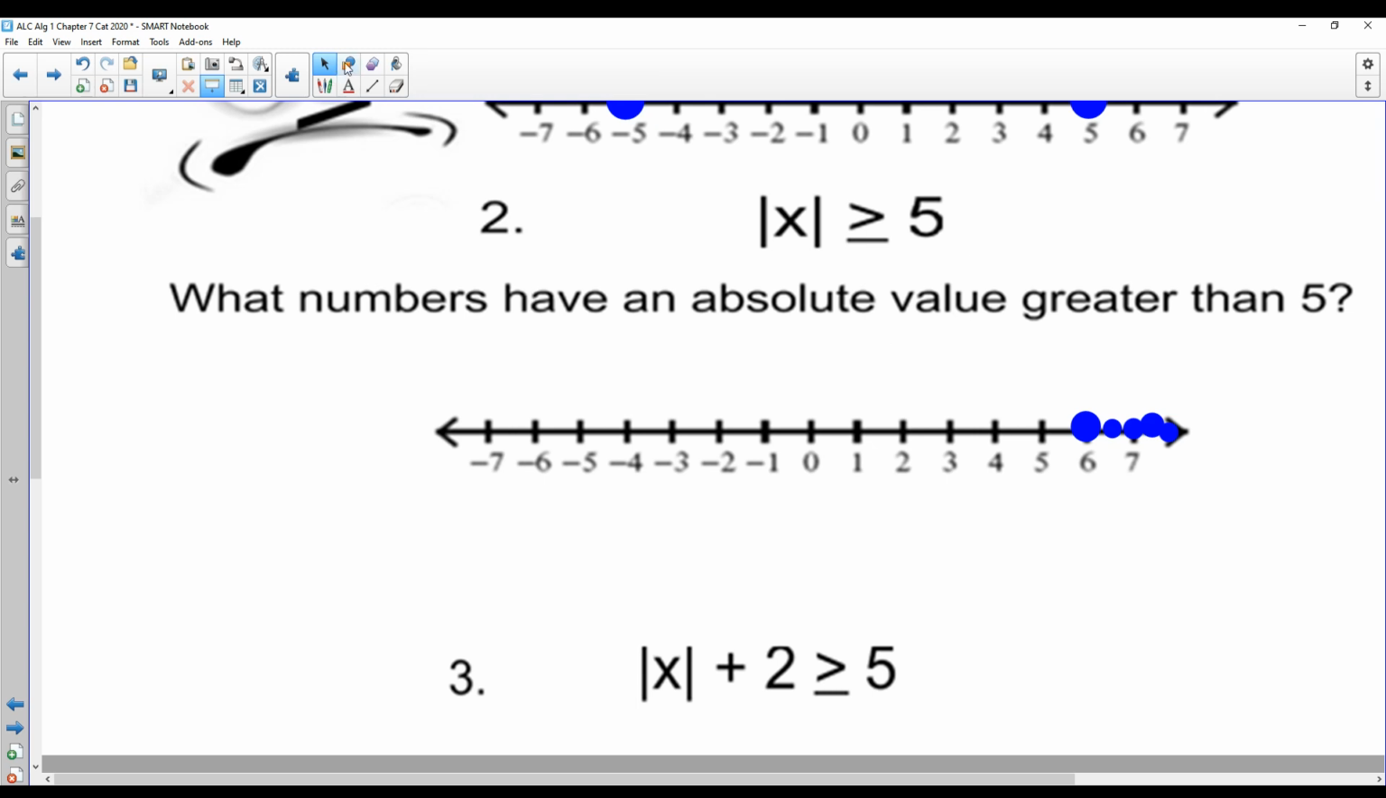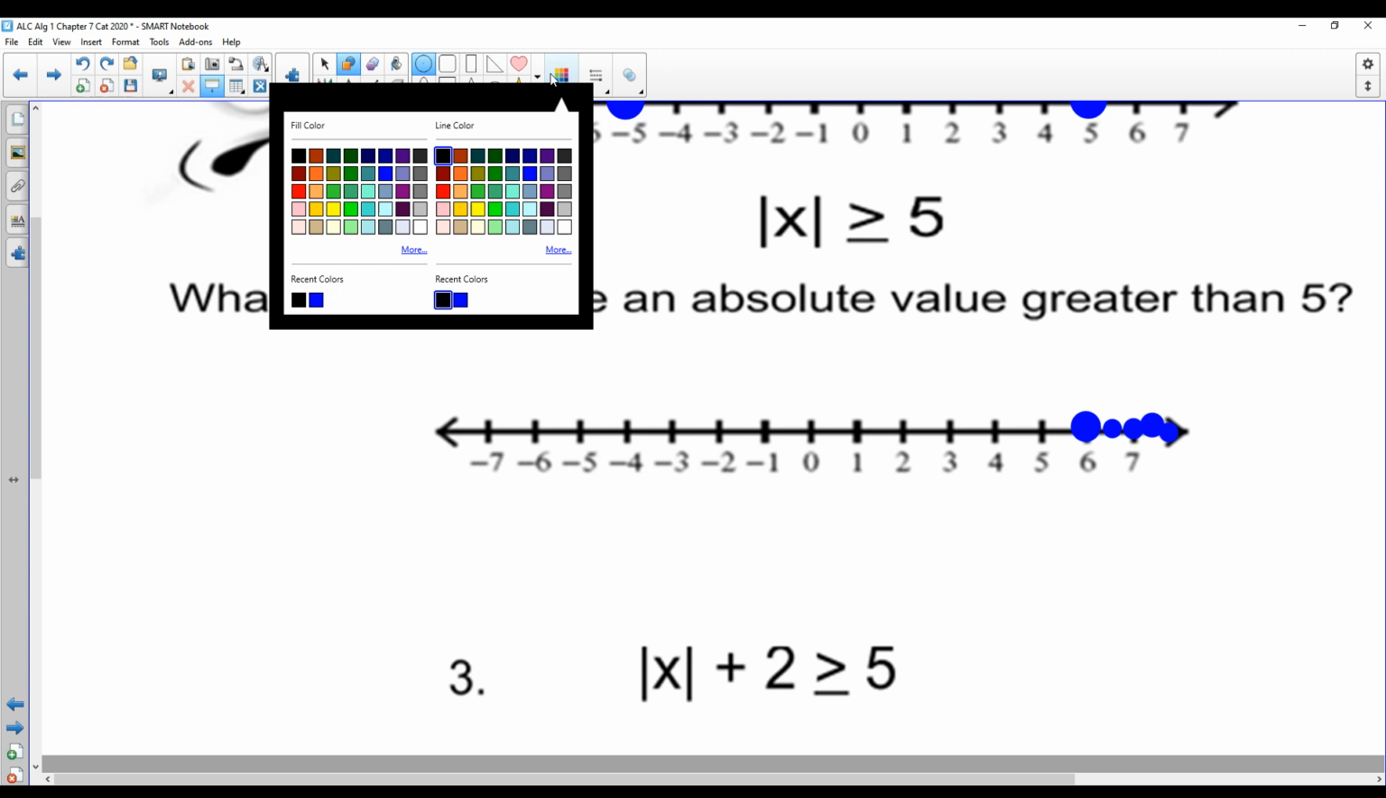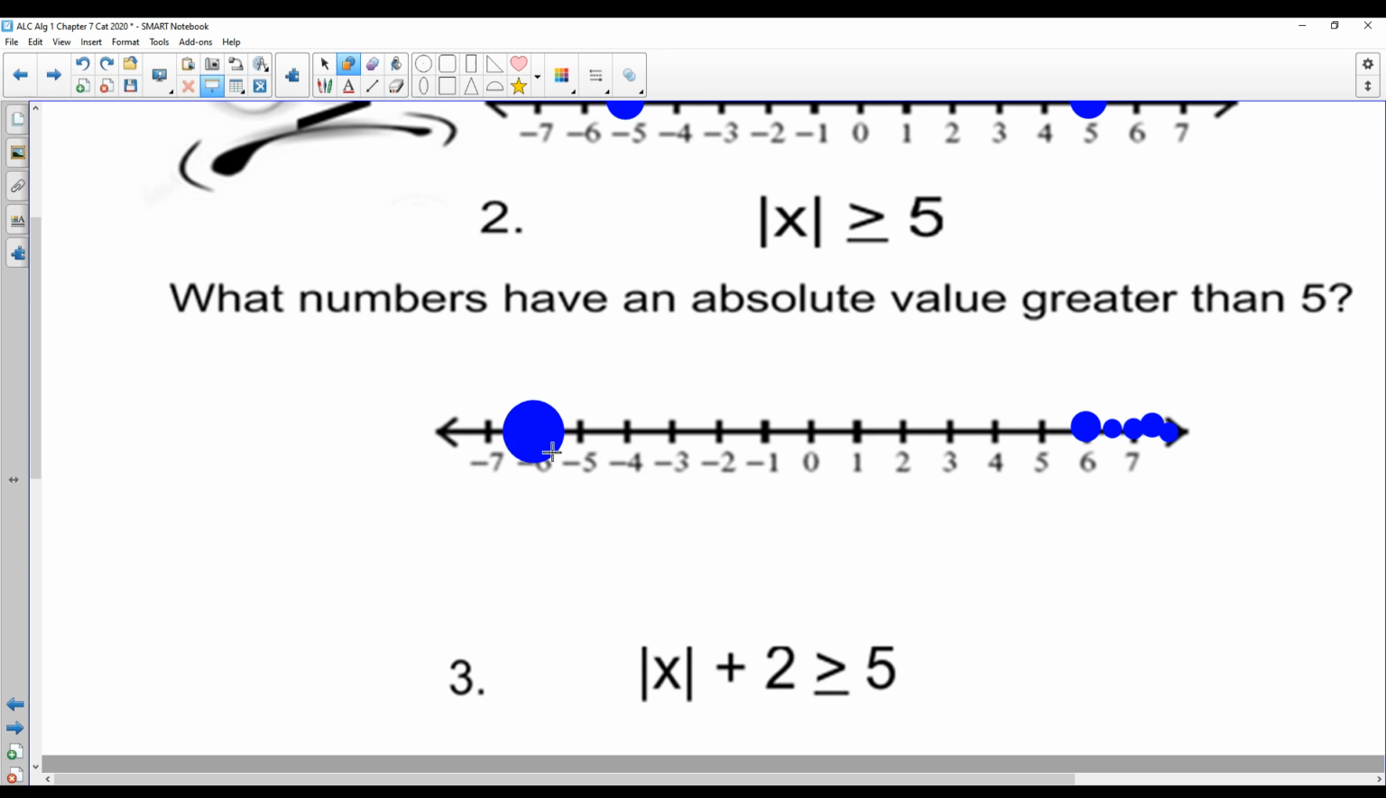But the question is, are there numbers on the other end? So for instance, what about -6? What about -7? What about -8? So all of these are also more than 5 away. In fact, so is 5.5, 5.7, or -5.75, -5.25. So really it's all of these that you're looking for.